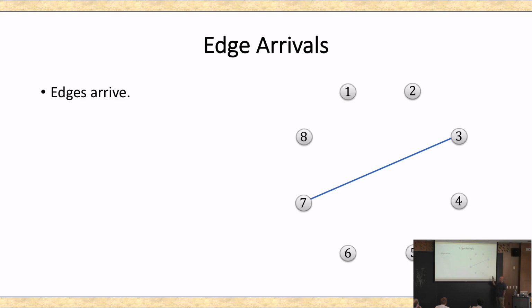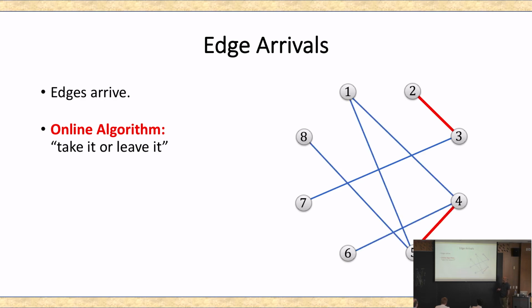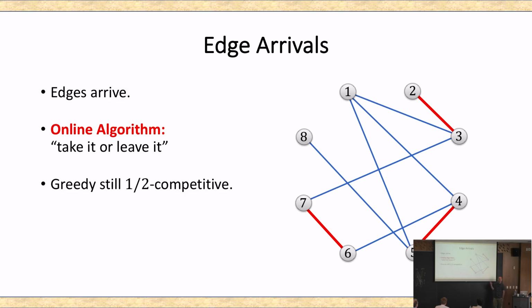So maybe our algorithm here tosses some random coin and decides to not match along this edge. So this is the choice of the algorithm, take it or leave it. We didn't match; maybe 2 and 3 show up, and we decide to match. I think you get the gist of it. As before, the greedy algorithm is still 1/2 competitive, and we don't know anything better. Kind of spoiled the related work section, so let me tell you a little bit about what's known about both of these problems.